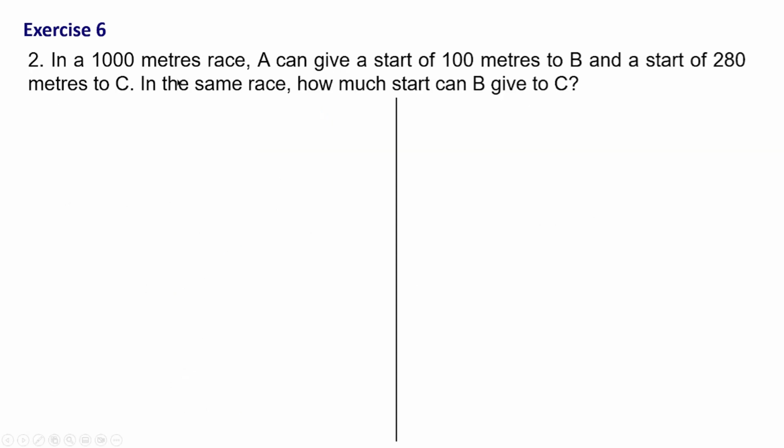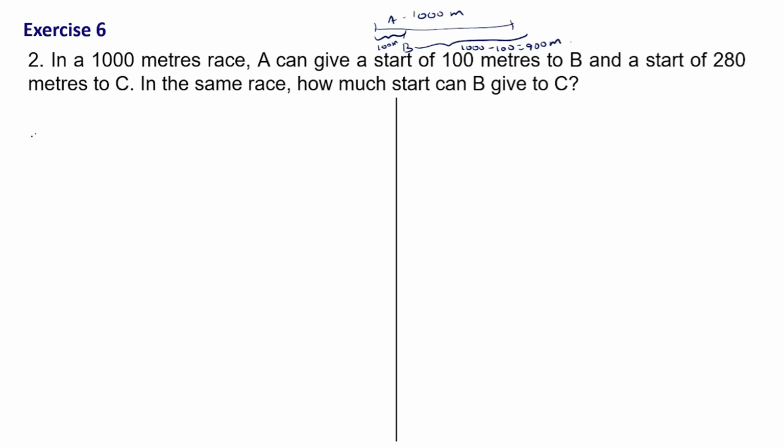Next question: in a 1000 meters race, A can give a start of 100 meters to B and a start of 280 meters to C. In the same race, how much start can B give to C? So here A can give B a start of 100 meters means when A starts from the beginning point, B will start 100 meters ahead of A. So if A has to run the entire 1000 meters, B will start the race 100 meters ahead, so that B has to cover only 1000 minus 100, which is 900 meters.